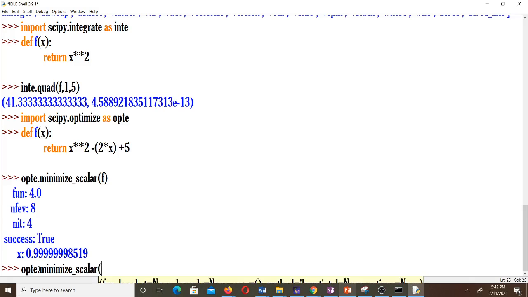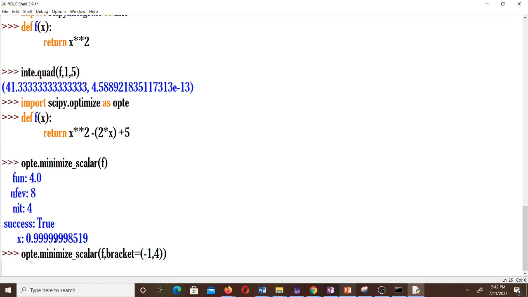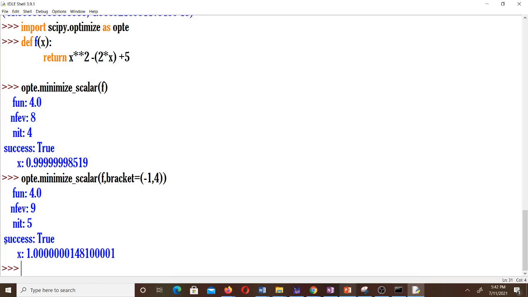In our case, we had some interval. To bring that in, we will use bracket equals, and the interval was -1, 4. This gives us the answer: x is 1.0000 here, and the function value is 4. And you see, it tells us whether success is true or not.